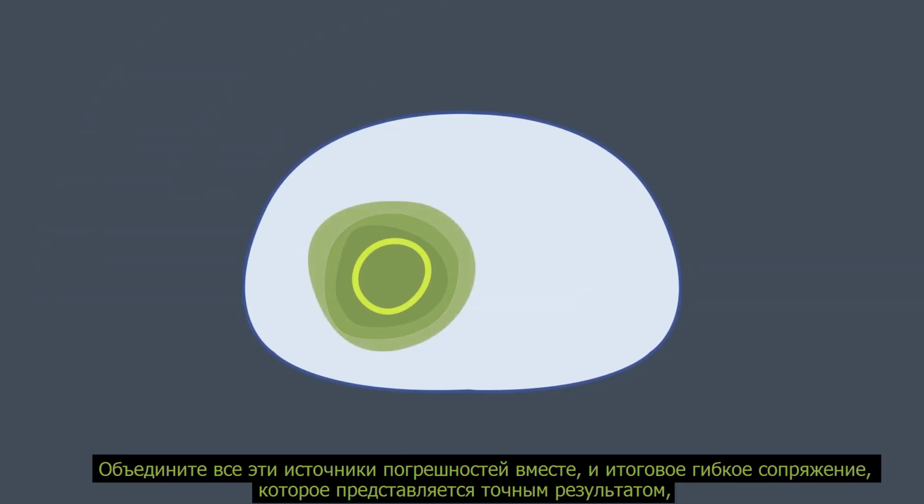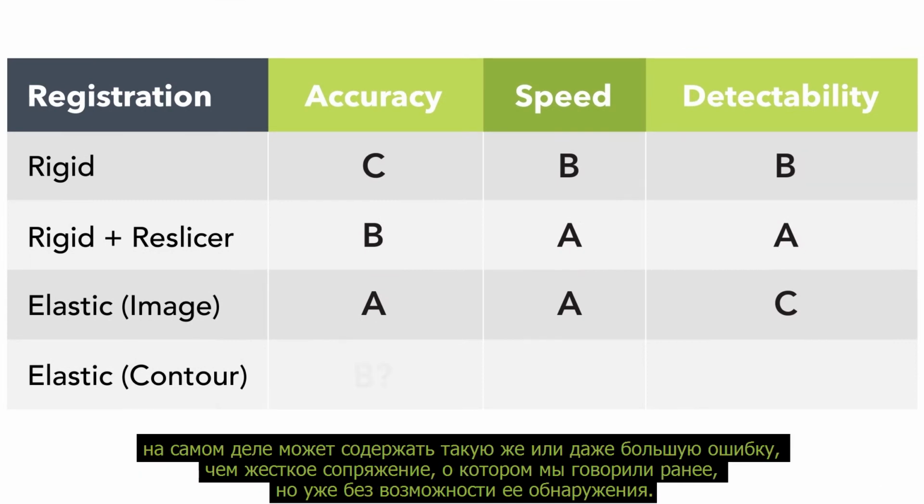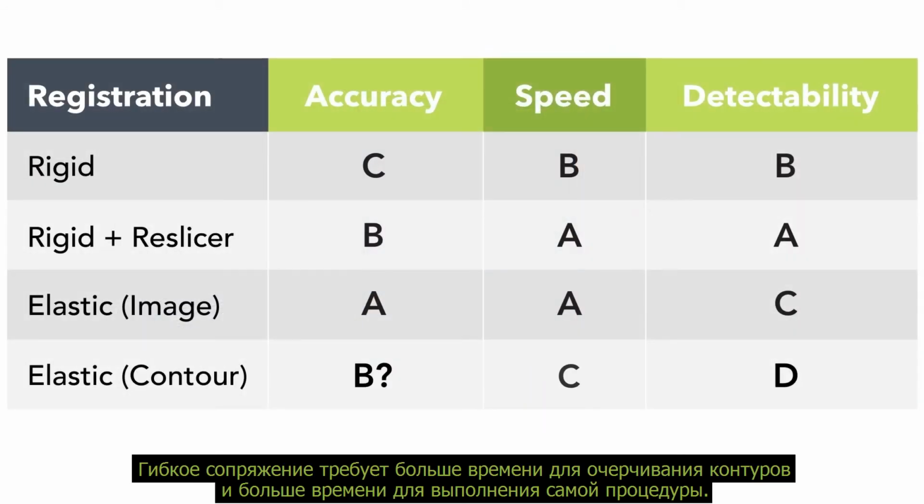Compound all of these sources of inaccuracy together, and the resulting elastic registration, which may look like pinpoint targeting, can be fraught with as much or more error than the rigid registration that we started with, but unfortunately, with no detectability. Because the prostate matches perfectly, you'll always be confident in the registration, but may not always hit the actual target. An elastic registration requires more time to contour and more time to execute.